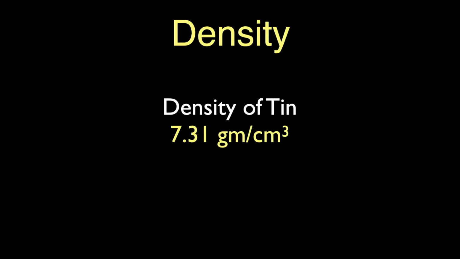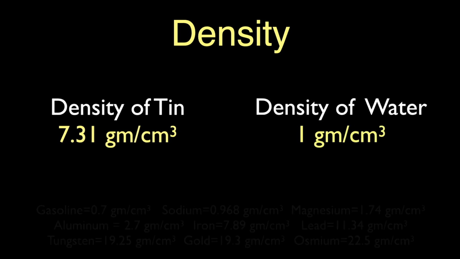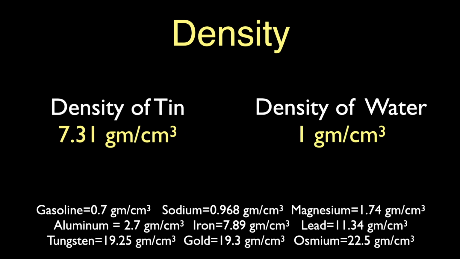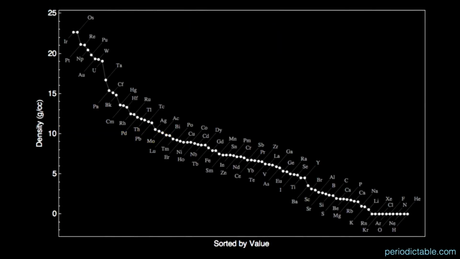Tin is a moderately dense element at 7.31 grams per cubic centimeter, the exact same density as our previous element, indium. As a reminder, water has a density of 1 gram per cubic centimeter, and I've put up a couple more densities for comparison. Iron is slightly denser than tin at about 7.89 grams per cubic centimeter. Here's a graph of the elements from highest density to lowest density.